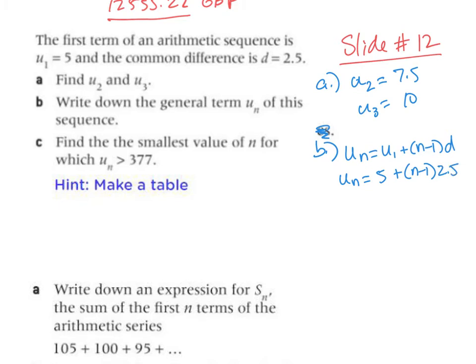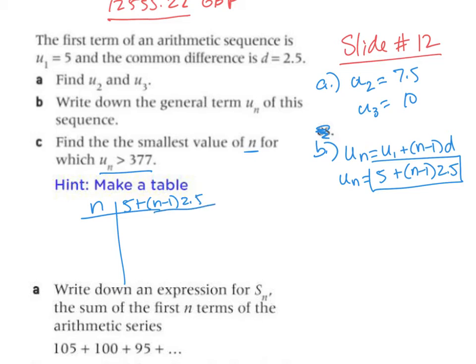Okay? So then to find C, it says find the smallest value for n for which u sub n is greater than 377. So we're going to make a table. So go to Desmos, and we're going to let n be our input, and then our output will be this. It's going to be 5 plus n minus 1 times 2.5. Now, it doesn't matter what variable you use, just make sure on your table that these match, okay? And then what you're going to do is just start punching numbers in until you get a number where the output surpasses 377.